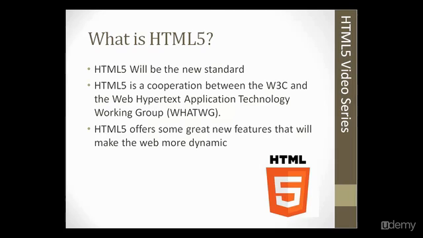So HTML5 was a cooperation between the W3C and the Web Hypertext Application Technology Working Group, or WHAT-WG. That's not a professional term, by the way. They were working with web forms and applications, and the W3C was actually working on XHTML 2.0. But in 2006, they decided to cooperate and create a new version of HTML, which is HTML5. HTML5 offers some great new features that will make the web more dynamic and more interactive. Up to this point, we've talked about standard HTML, but we're really going to get into the new features in the coming chapters and the coming sections.